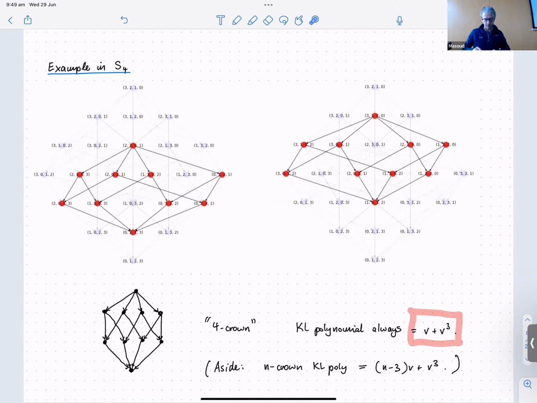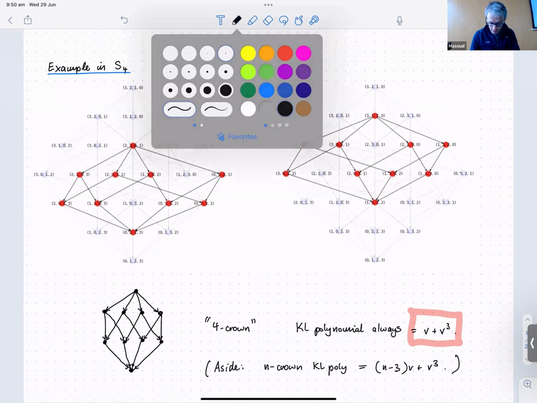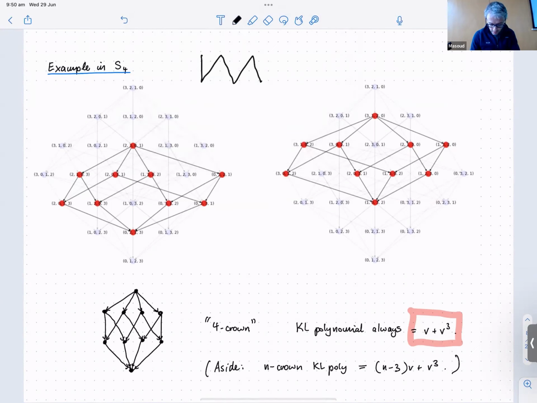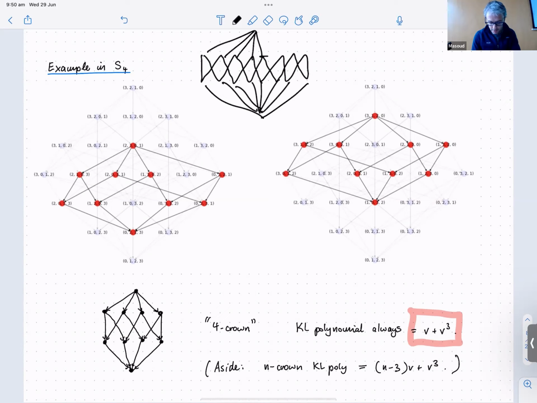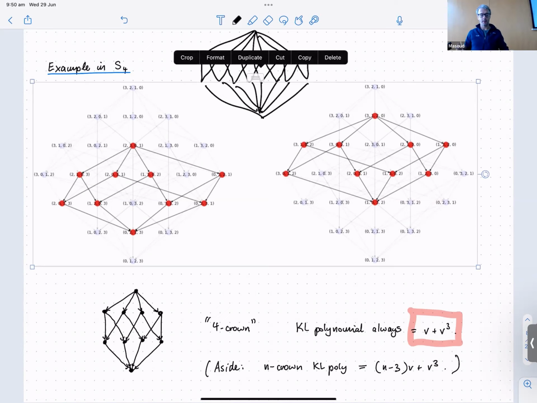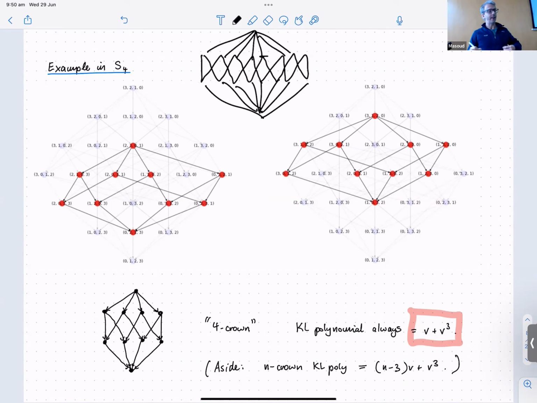So for the experts, we understand Bruhat intervals of small length rather well, and this is an example of a 4-crown. You can draw an n-crown by going duck, duck, duck, and so on. So this would be an example of an n-crown. And the Kazhdan-Lusztig polynomial for an n-crown is always like the coefficient of v gives you the n minus 3 for the n-crown.